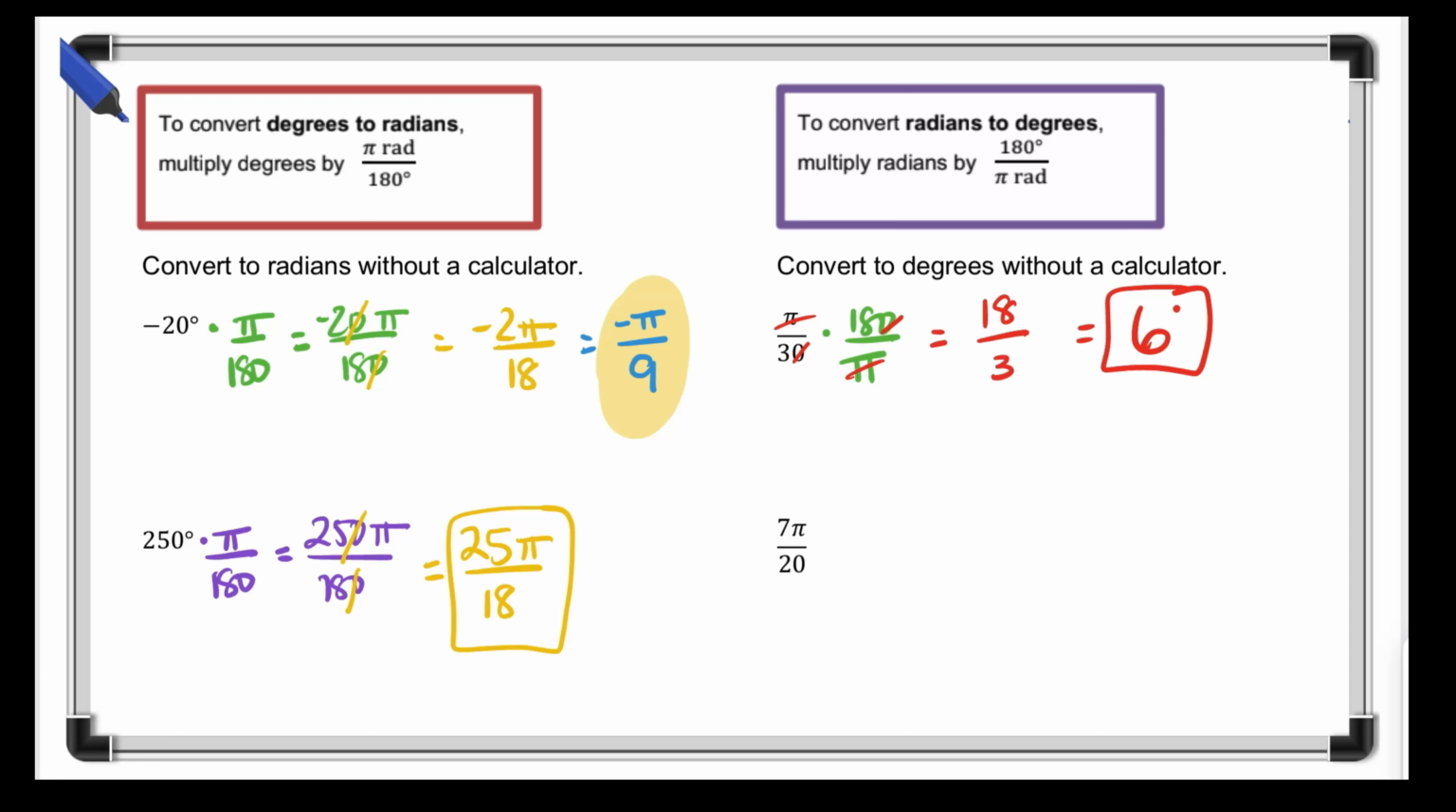All right, in our next example, same thing. Let's multiply by 180 over pi. We're going to cross out the pi's. You can cross out a 0 from the top and the bottom. So what we're going to do is 7 times 18 over 2. Let's do this by hand because we're doing this without a calculator. I know that 18 divided by 2 is the same thing as 9 over 1. So when I multiply that, that gets me 63 degrees.